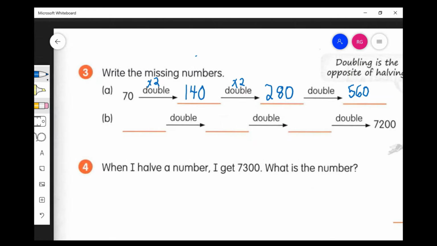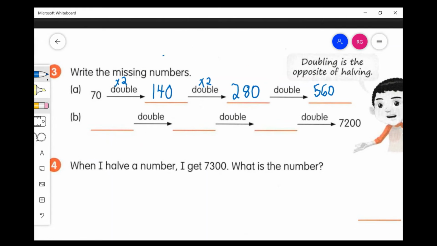I guess we have to look at the end. So we have to start with 7,200, and maybe we should read this note here while we're at it. It says doubling is the opposite of halving. So to figure this one out, we are going to have 7,200.